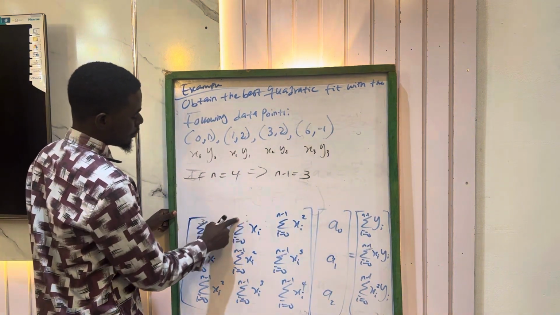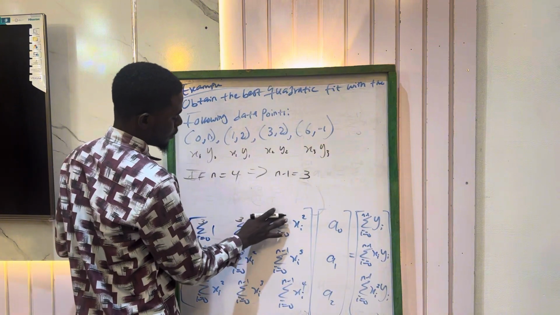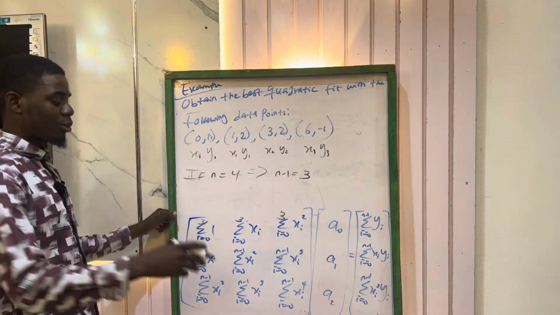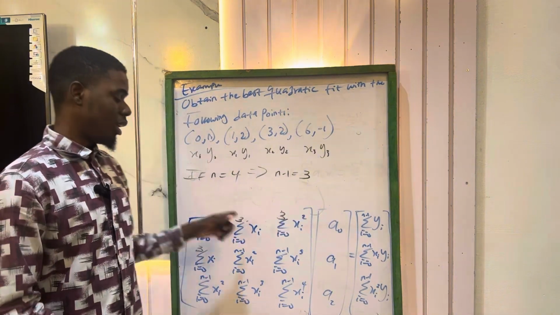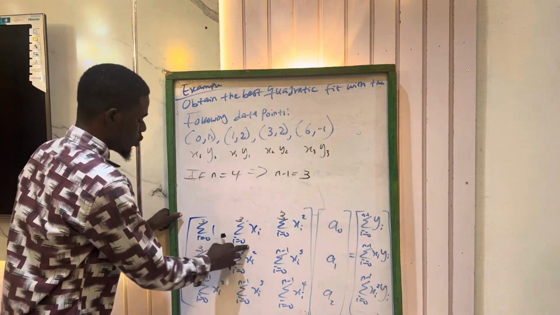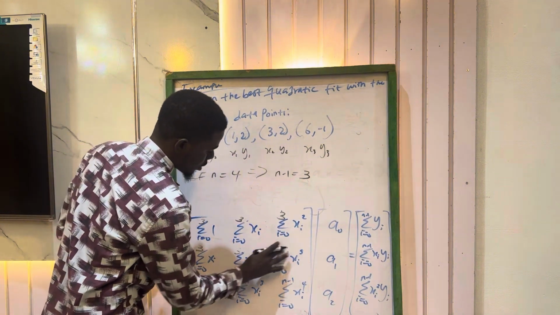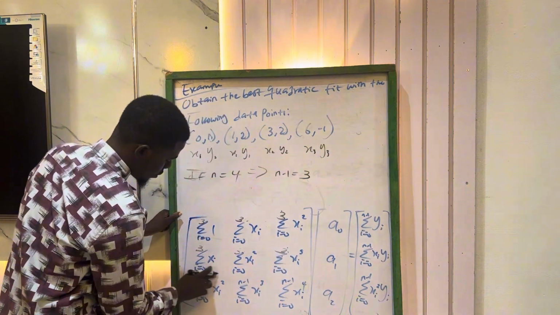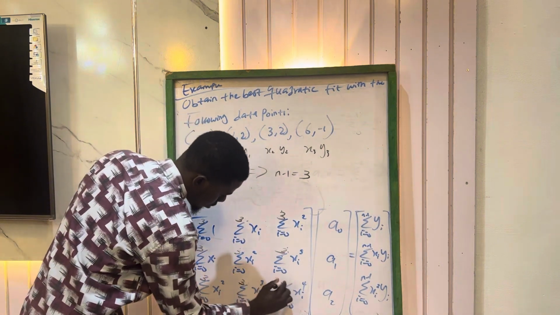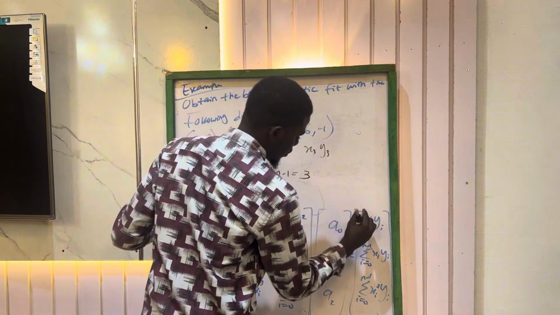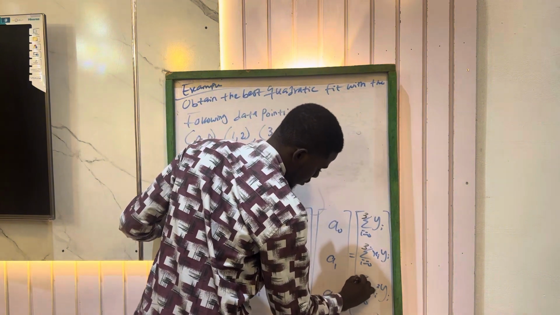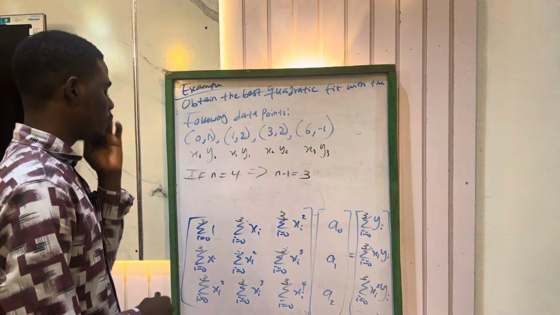So we're going to have 3 here, 3 here, and 3 here. In actual fact, when you're solving this, you have to write the expression again and show that n minus 1 is 3. But because it's already on the board, I can easily just replace it. So n minus 1 is 3.